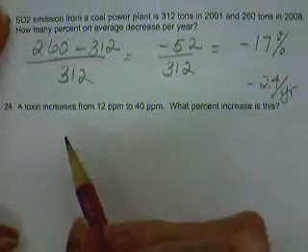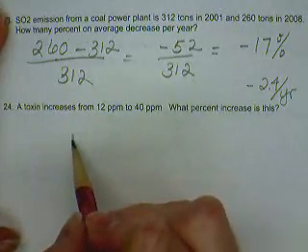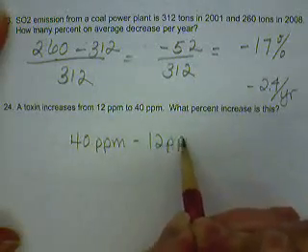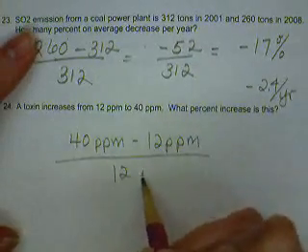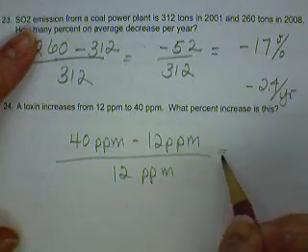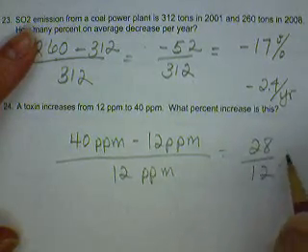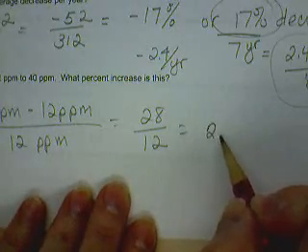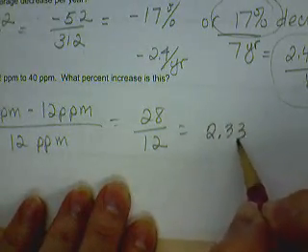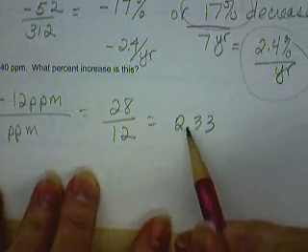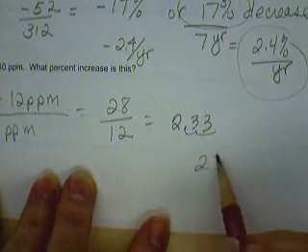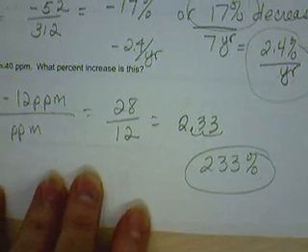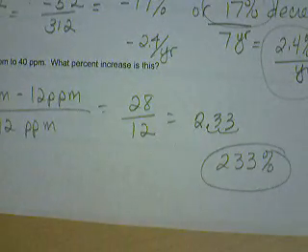Last but not least, toxin increases from 12 to 40, so 40 parts per million minus 12 parts per million divided by your starting amount, 12 parts per million, and we end up with 28 divided by 12, and go ahead and do that long division, and you end up with 2.33. Let's go ahead and put this in a percent. With the decimal point moved twice over, it's a 233% increase. And that's it.